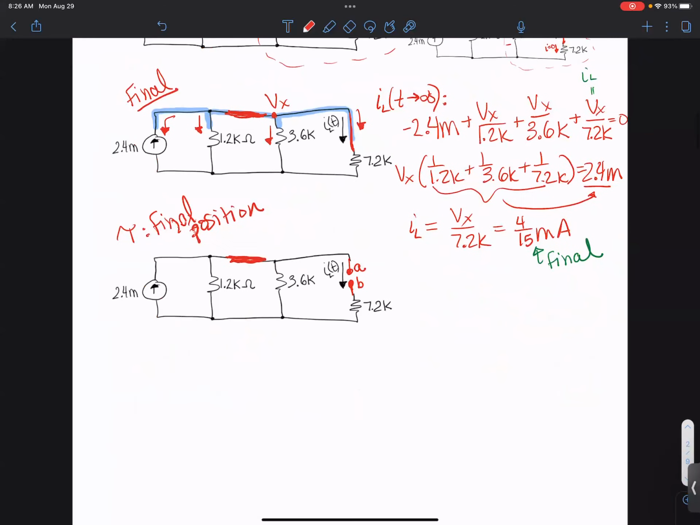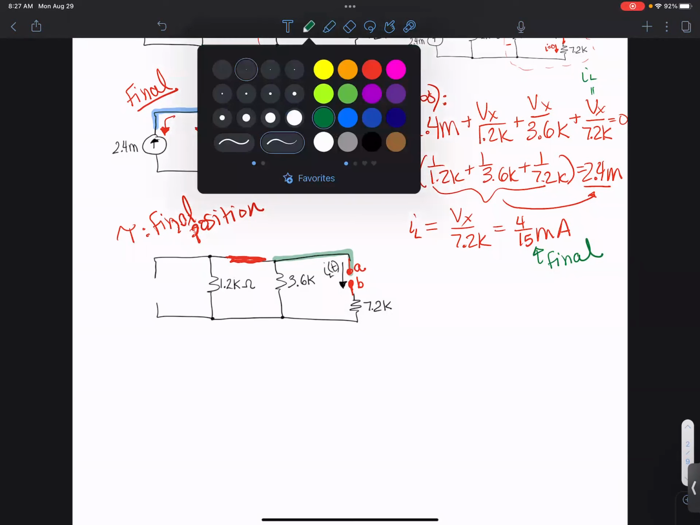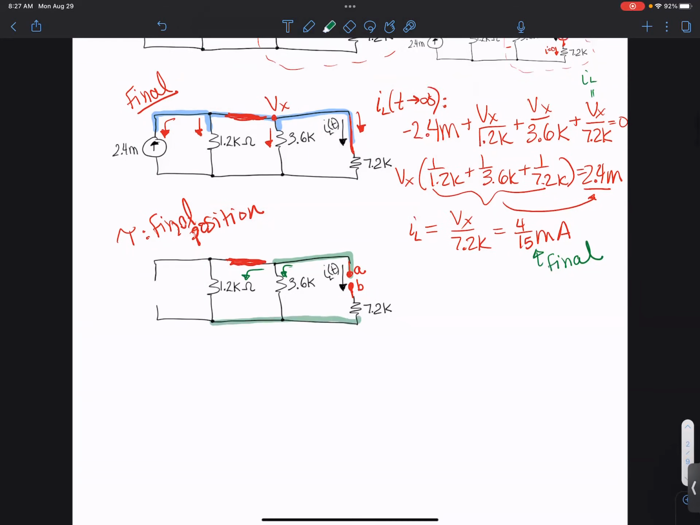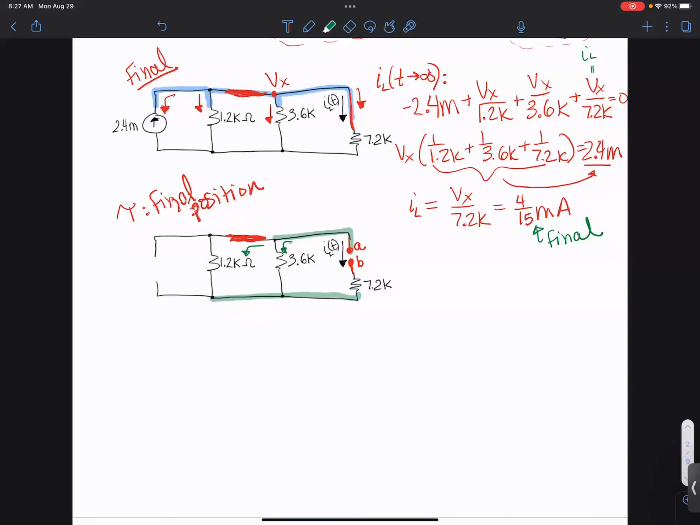So we look at the pathway. This only has independent sources. So with an independent source, what do we do with the independent sources for equivalent resistance? So we're going to open this, correct? So this one will become an open. And then we find the pathway. Green. And we go through, and then we see that this splits here into two, which means it's going to be a parallel form. And then it joins again on the bottom into one. And so those two will be in parallel added to the 7.2K.